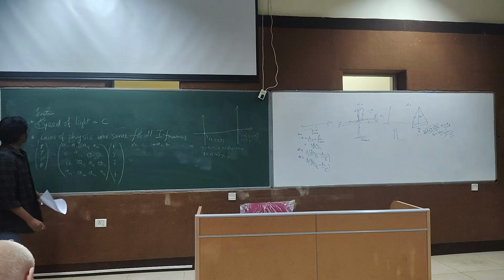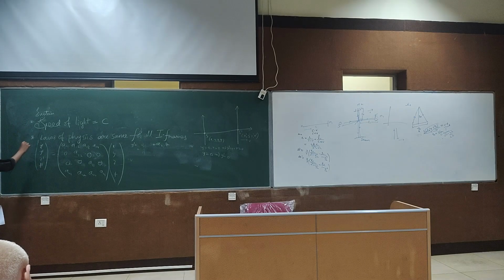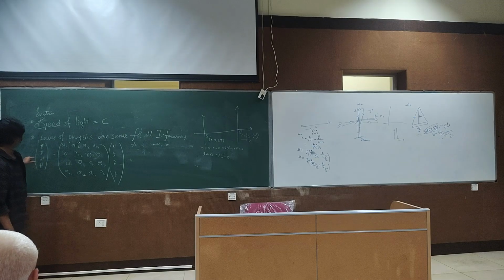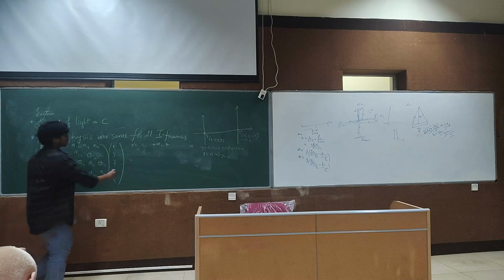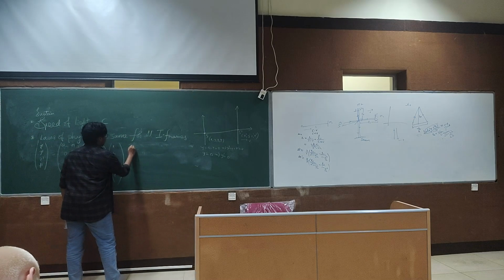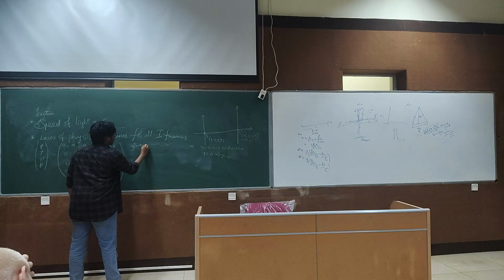No, I'm only talking about y prime and z prime, right? Only focus on a22 and a33. No x and t dependence. So technically you get y prime equal to a22y, z prime equal to a33z.